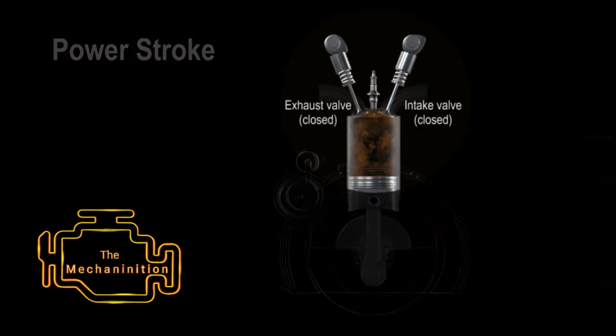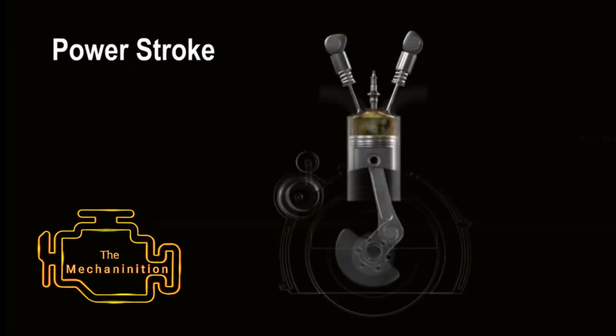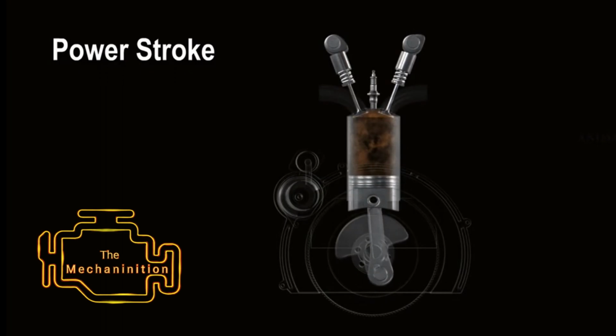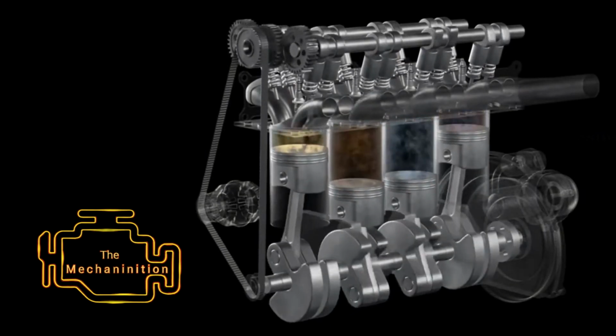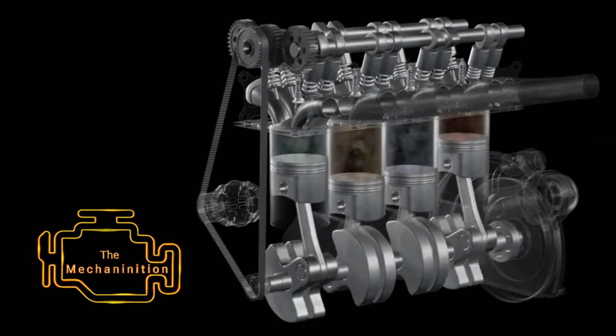The third stroke is the power stroke, which is where the power comes from, with both valves closed. When the compressed air-fuel mixture is ignited by the spark of the spark plug, it creates a small explosion which forces the piston down from top dead center to bottom dead center, rotating the crankshaft, which is assisting other cylinders in their intake, compression, and exhaust stroke, rotating the flywheel, powering the transmission.